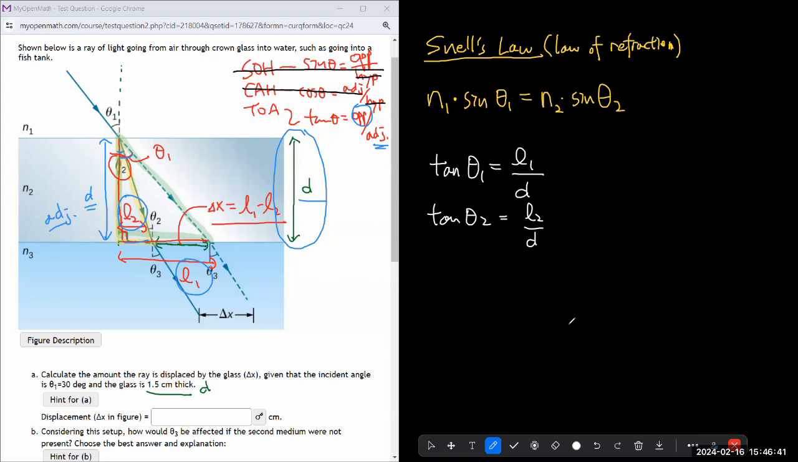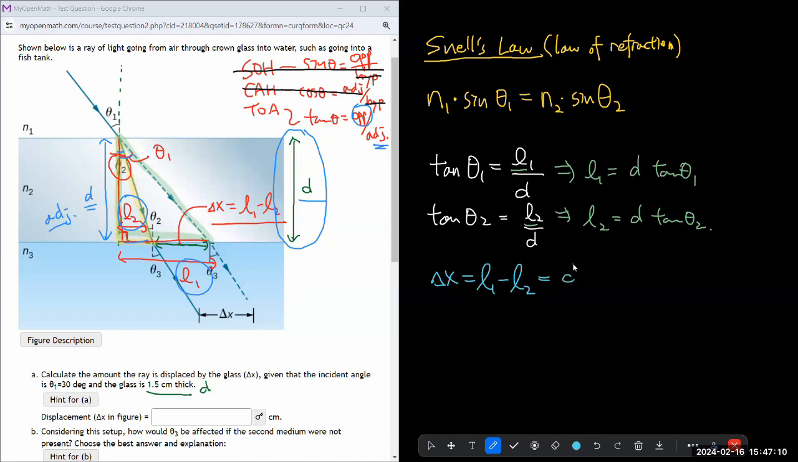Okay. I can see with both of these expressions, it's relatively easy to solve them for the one unknown that I'm interested in. L1 is equal to D tangent theta 1. L2 is equal to D tangent theta 2. And given that my expression for delta x is equal to L1 minus L2, I can just write it out. It's D tangent theta 1 minus D tangent theta 2. Depending on what you feel like, you can do a little factoring. D times tangent of theta 1 minus tangent of theta 2. And I think that's enough simplification.